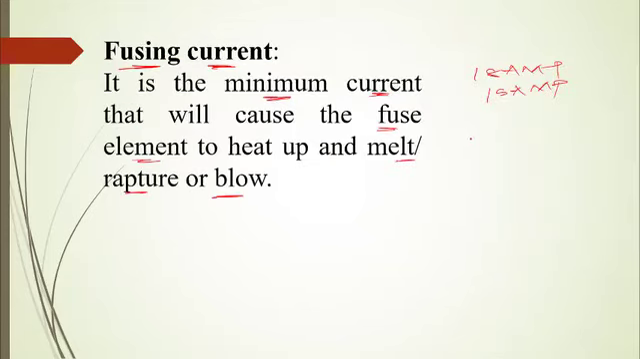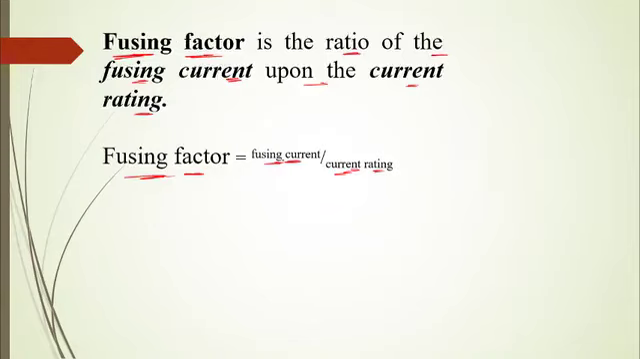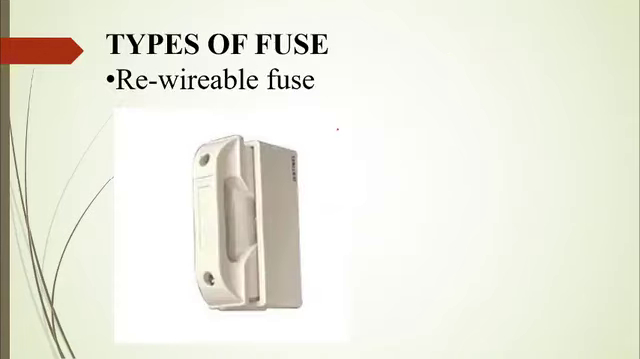You're going to have it as your denominator, while the fusing current is that current that will make the fuse melt instantly once it is introduced into the fuse. Both of them, their ratio together, is what gives us the fusing factor of any particular fuse. Now we have so many different kinds of fuse.